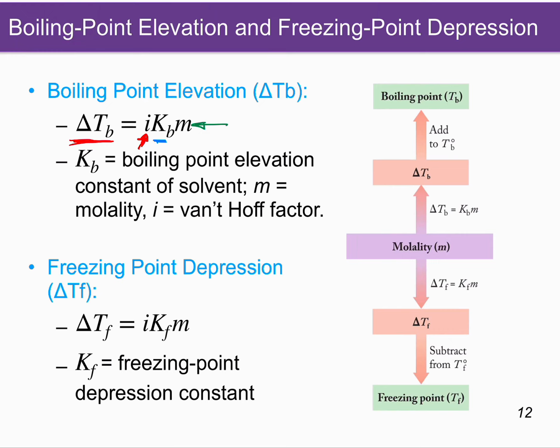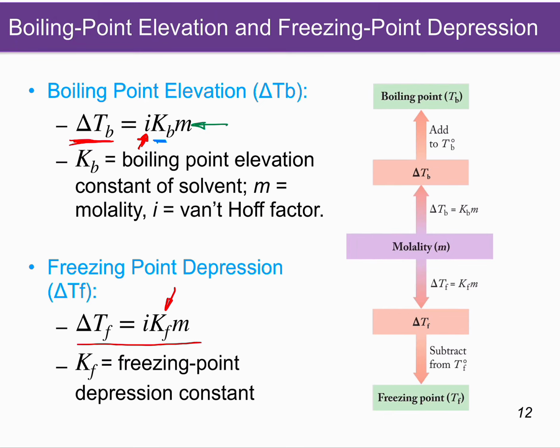Okay, for the freezing point depression, it's very similar. The equation looks pretty much the same, except we're looking at a change in the freezing point. And the only real difference is we're looking at a Kf, or a freezing point depression constant, rather than a Kb, which is a boiling point elevation constant.